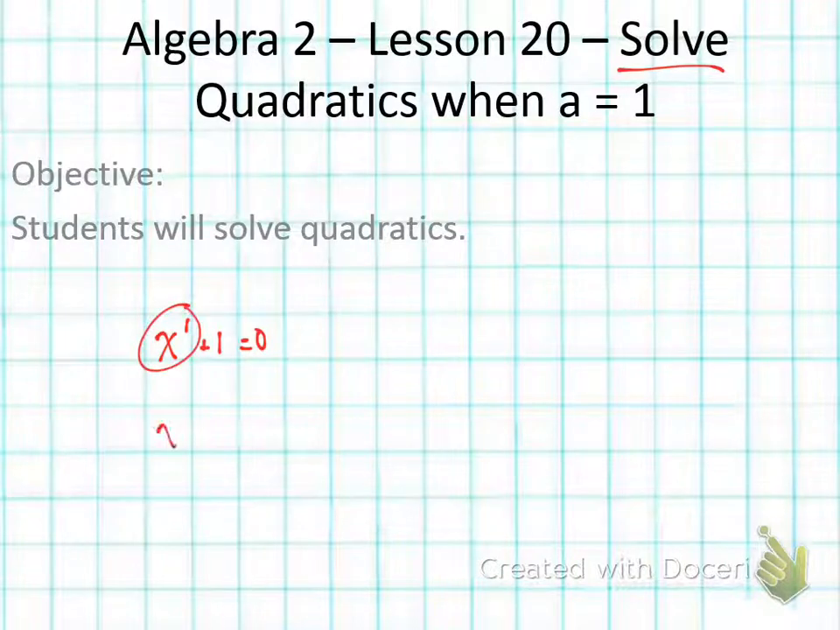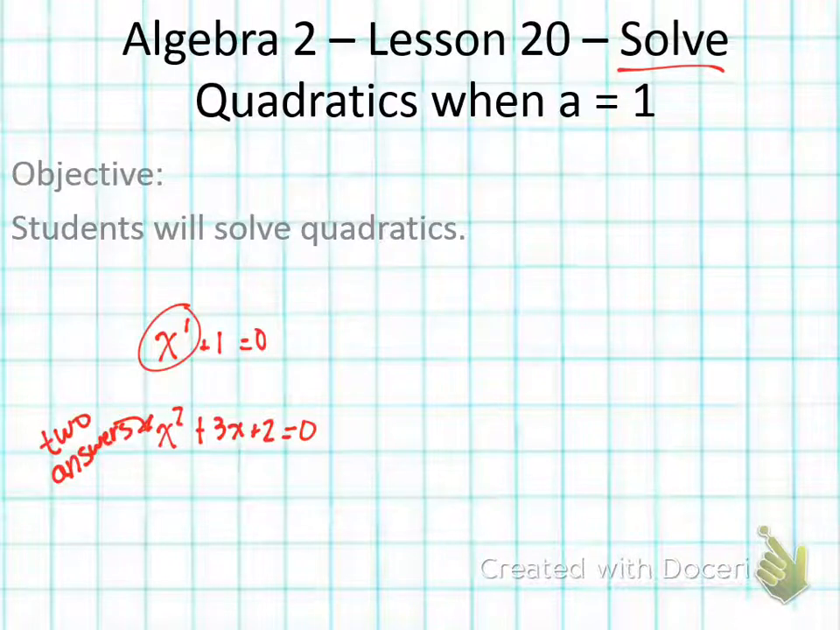You only had one answer because it's x to the first. Today we're going to deal with x squared. So x squared plus 3x plus 2 is equal to 0. Since the largest exponent is x squared, we know we're going to have two answers. Only two answers, and the larger the exponent, the more answers there are. So quadratic is x squared.